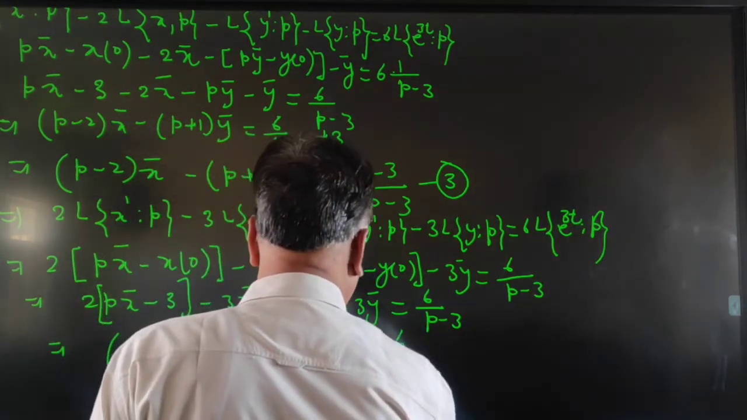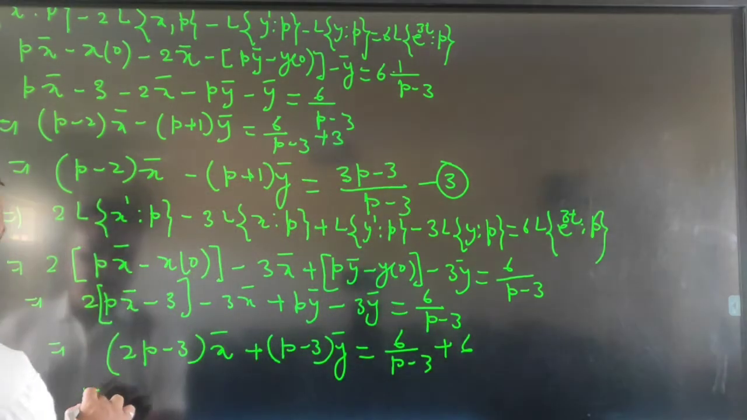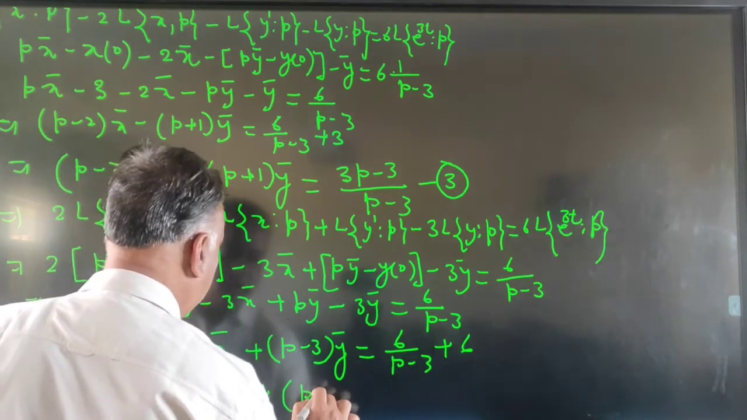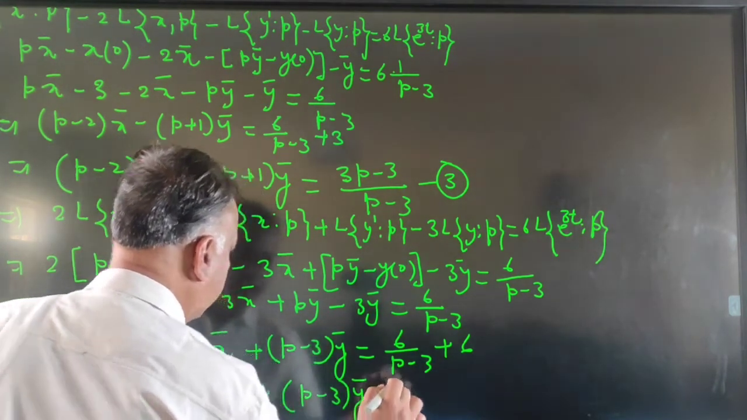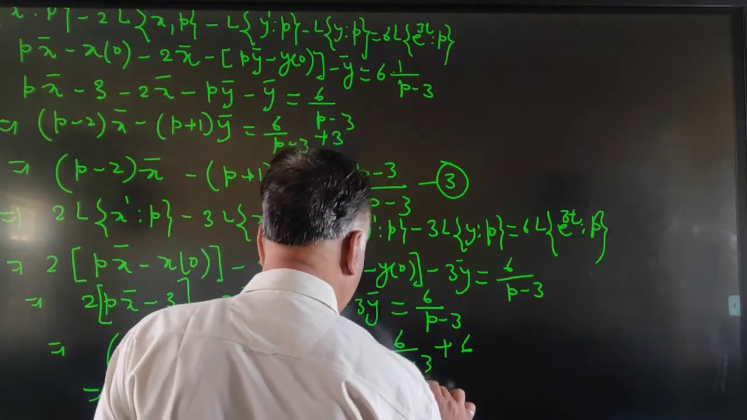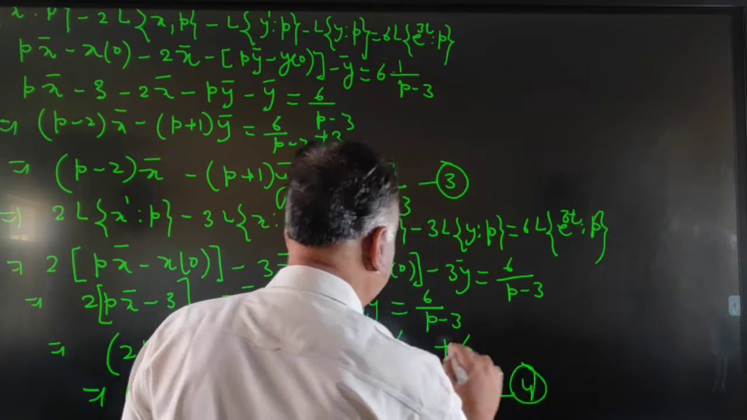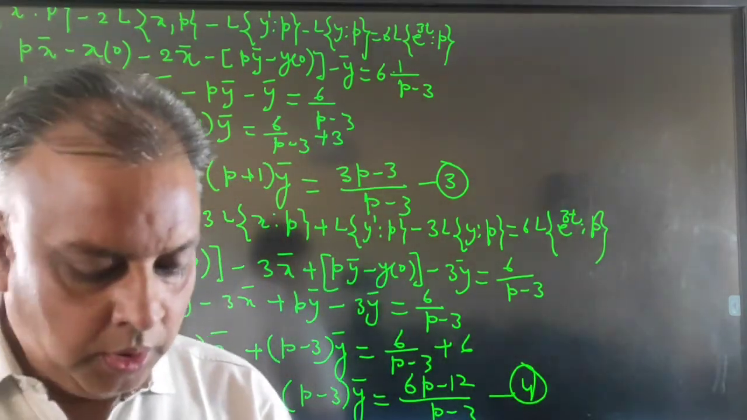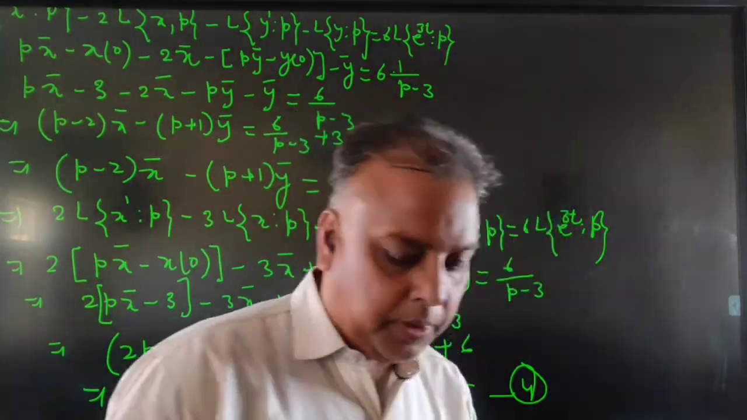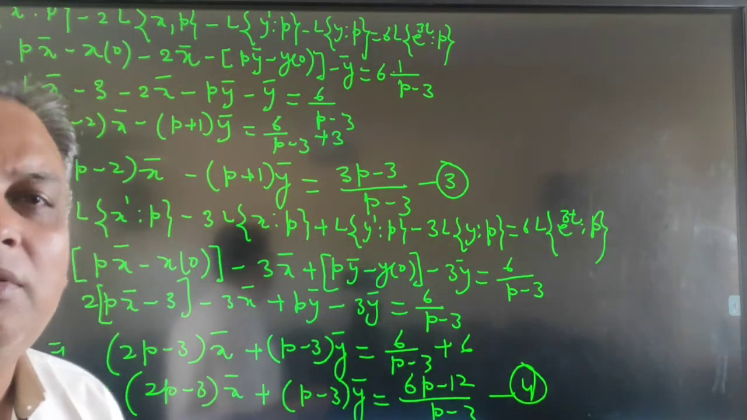is equal to 6 upon p minus 3 plus 6. On solving this, we get 2p minus 3 into x bar plus p minus 3 into y bar is equal to 6p minus 12 upon p minus 3. This is number 4. So, these are the two equations in x bar and y bar.